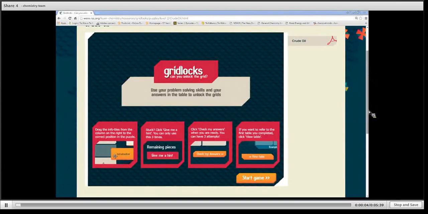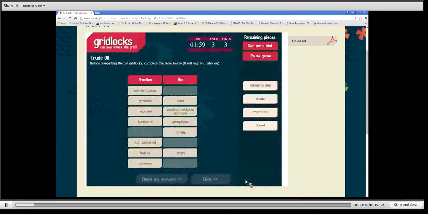Kia ora, and welcome to this game on crude oil. It's a gridlock game done by the Royal Society of Chemistry, and there are a number of different options. You will be doing the one on crude oil here. So how do we play this game?